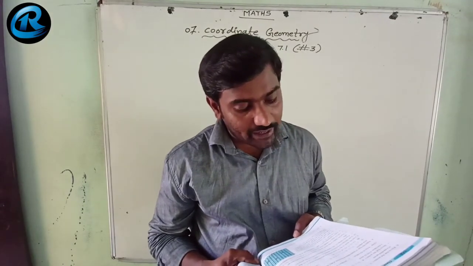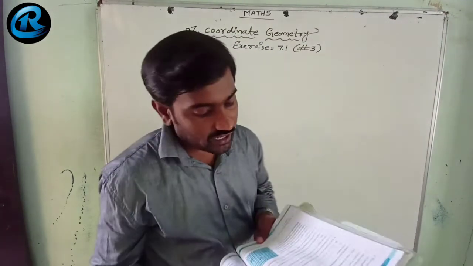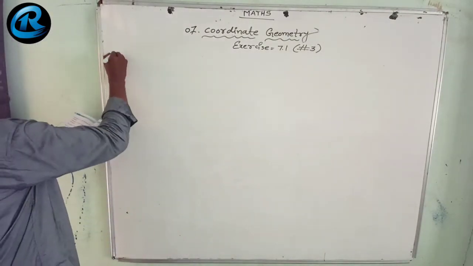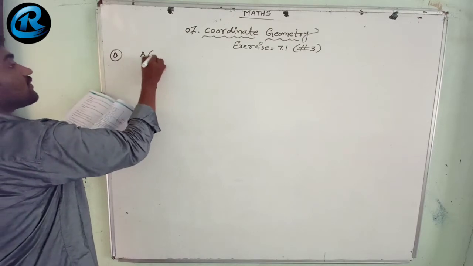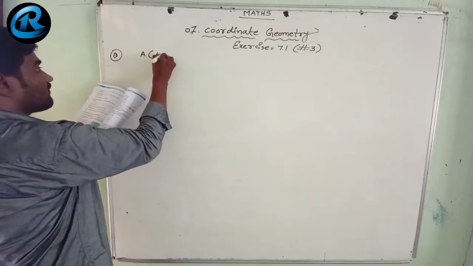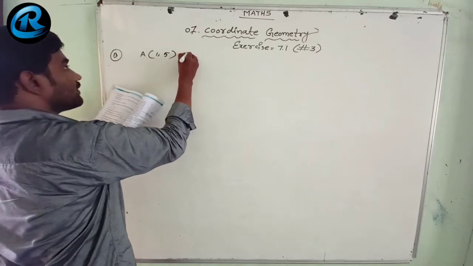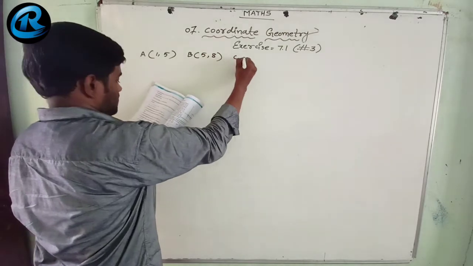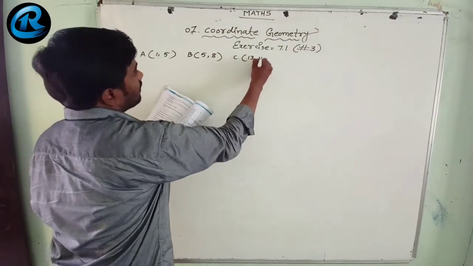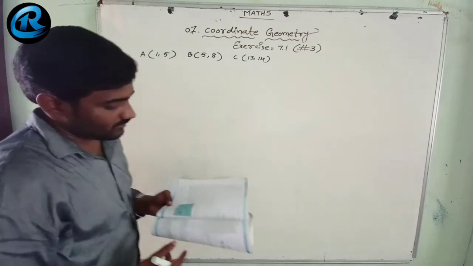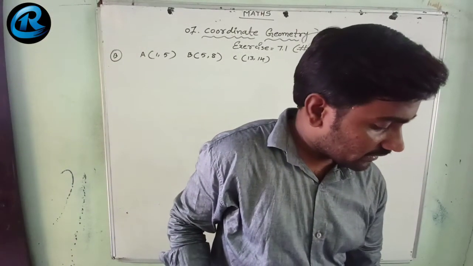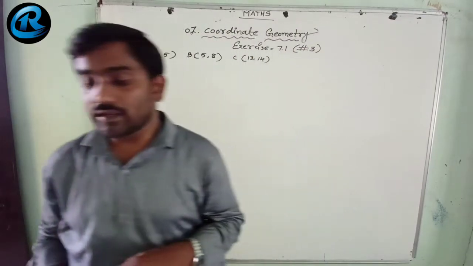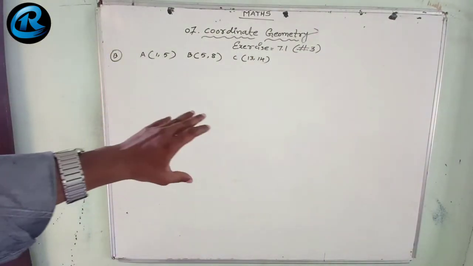Can you draw a triangle with the vertices (1, 5), (5, 8) and (13, 14)? Let us see the given points: A (1, 5), B (5, 8), C (13, 14). Can you draw a triangle with these vertices and give a reason? Can we draw a triangle with these given vertices or not?